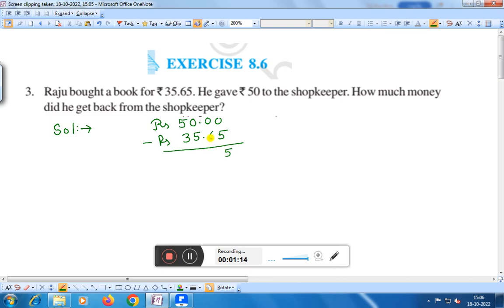Carry 1, 6 plus 1, 7. 3. Carry 1, 5 plus 1, 6. 4. Carry 1, 3 plus 1, 4. 1, 5. Rupees 14.35.